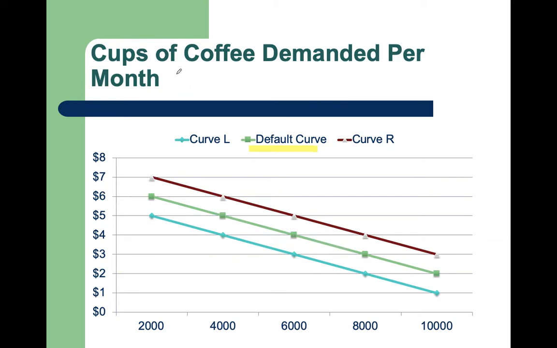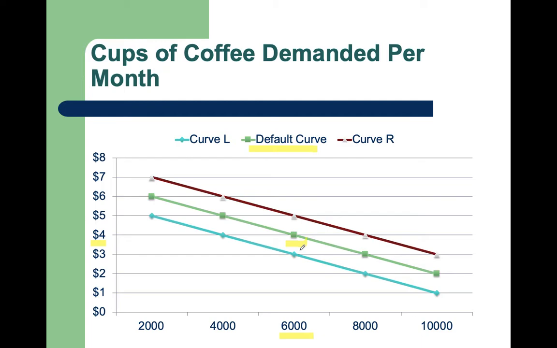So let's say that we sell cups of coffee, and this is how many cups of coffee are demanded per month. So we run a coffee shop, and let's say that right now we're selling our coffee for $4 right here on the green curve, which means each month we have 6,000 cups of coffee that are being demanded. So our customers come in and buy 6,000 cups of coffee.